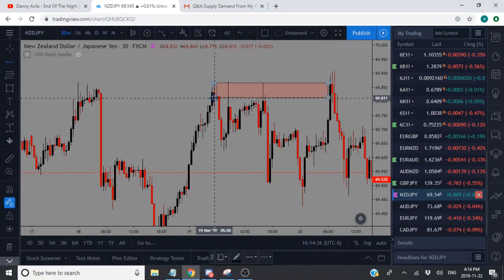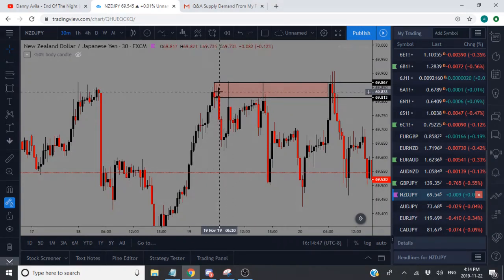Here was my proximal line, my distal line. Now where is my entry? It was right at this proximal line, right? This is my rally-based drop supply zone, so I want to be selling here as soon as price comes in. I don't want to be selling when it comes deep in or chasing the market when it leaves. So my entry was right here at that line.